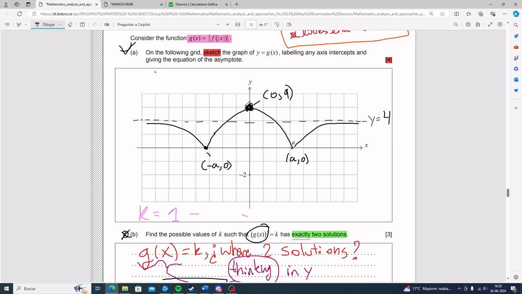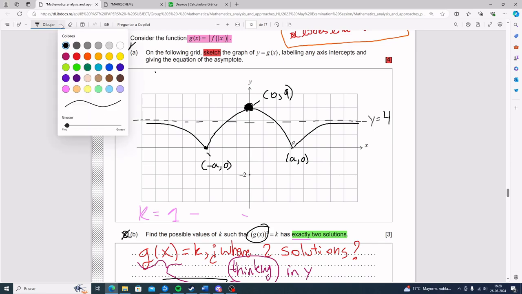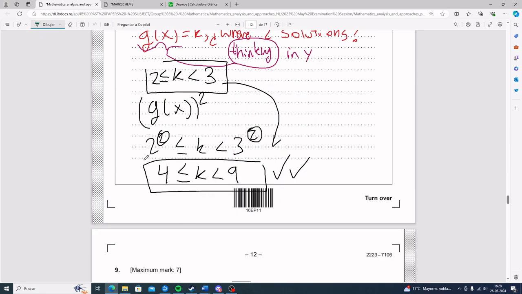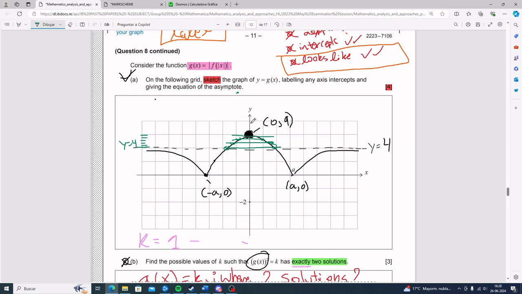And so if you analyze it thinking like this, it's pretty clear that after your y equals 4, from 4 to 9 is where you have all those double solutions. See? So here you have a double solution, here you have a double solution, here you have a double solution, but not at 9. And so that is why we write that the values of k that make it exactly 2 solutions is from 4, including 4, up until 9, but not including 9. Because 9 is right at the maximum, it touches only once.